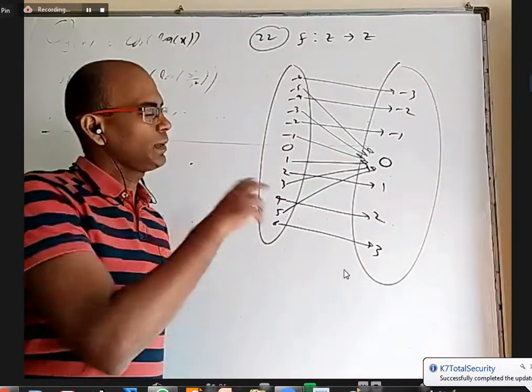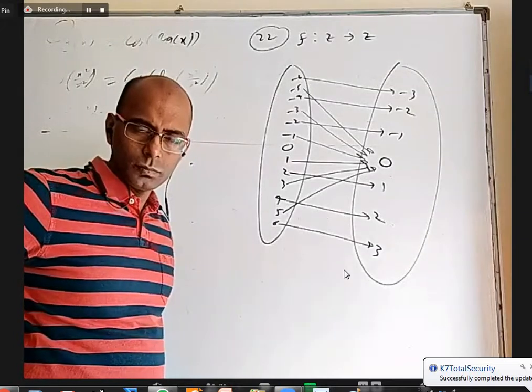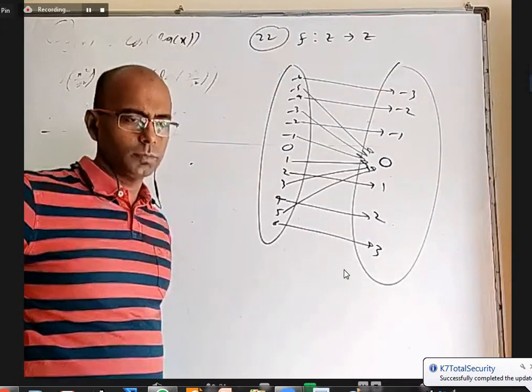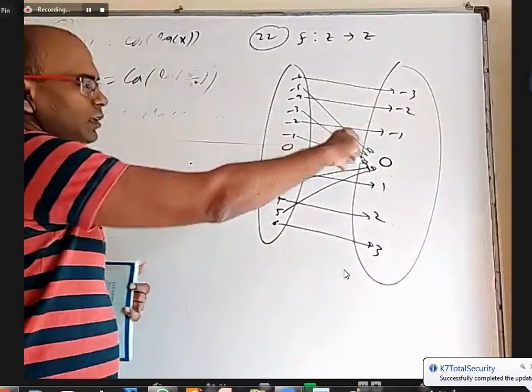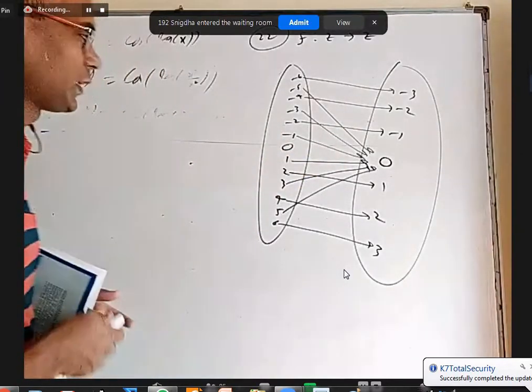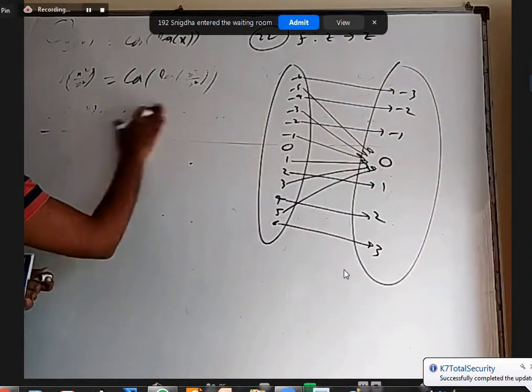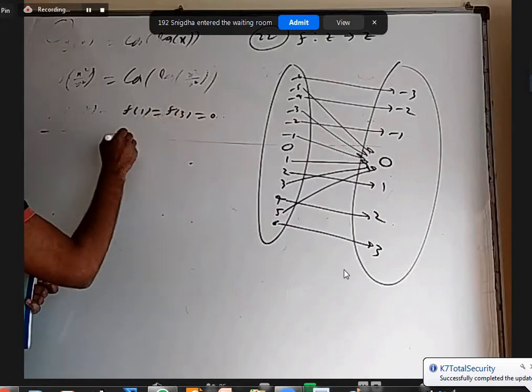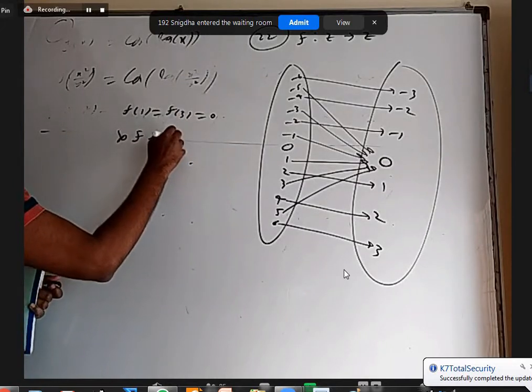Okay, now tell me, is it 1-1 function? Sir, it is not 1-1. Many elements are connected to one element. It is not 1-1, it is many-one. Okay, you can give a simple example. f of 1 equal to f of 3 equal to 0. So f is not 1-1.